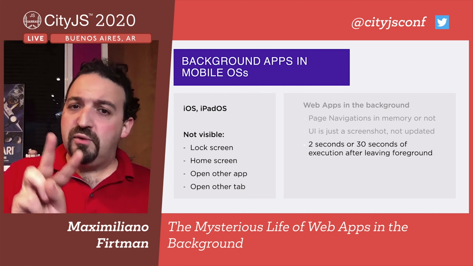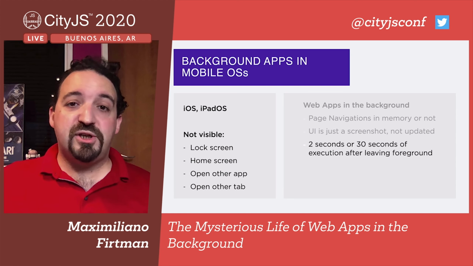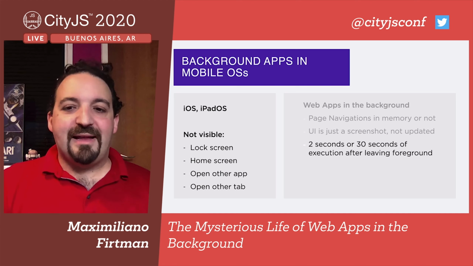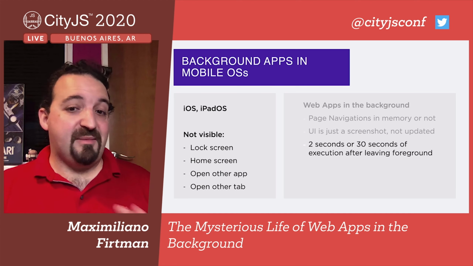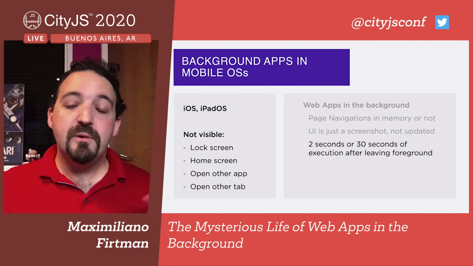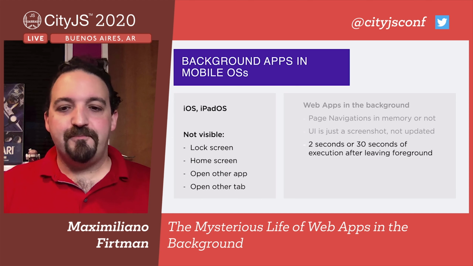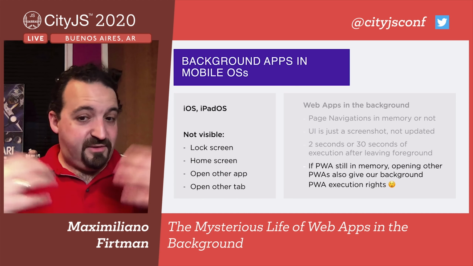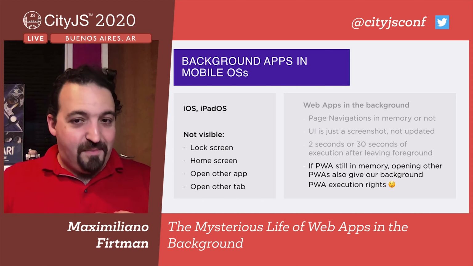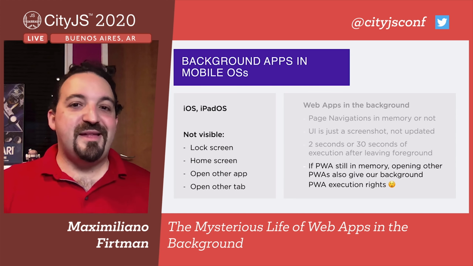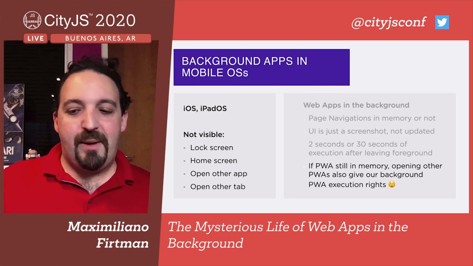And you will have 2 or 30 seconds of execution after leaving the foreground. Again, I'm not yet sure why that happens, why sometimes it's 30 seconds, sometimes it's 2 seconds, but that's the time that you have to execute code in the background when you get off the foreground. And if the PWA is still in memory, opening other PWAs that are not your PWA will also give your PWA execution rights. So you will be able to execute code in the background when the user is using other PWAs. That's a weird one.